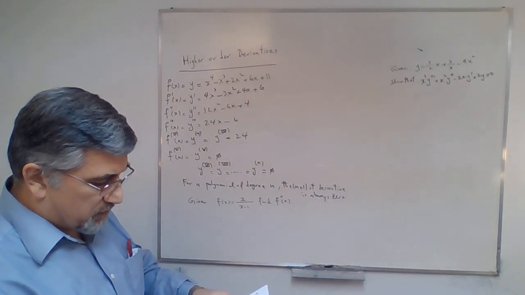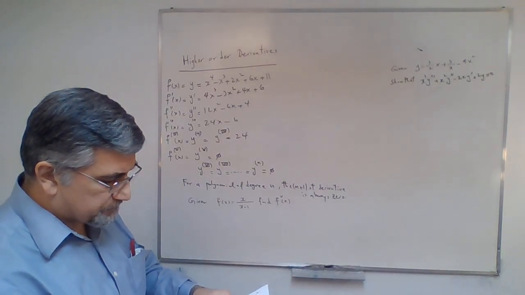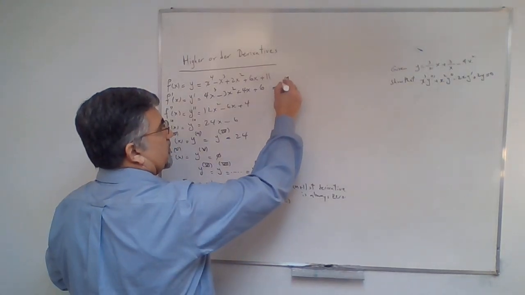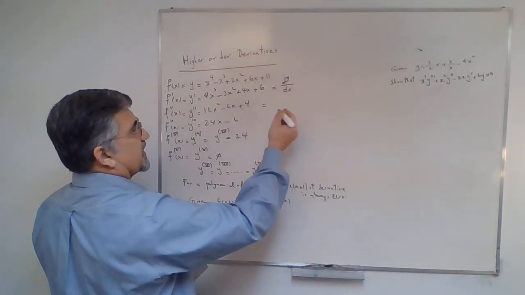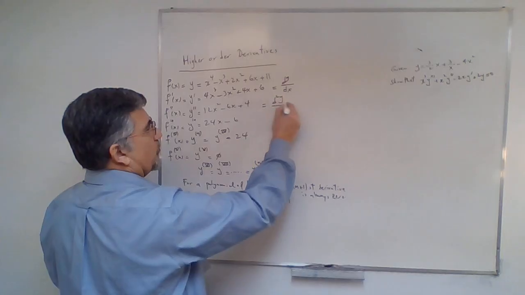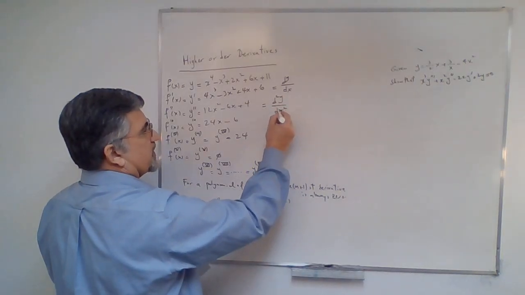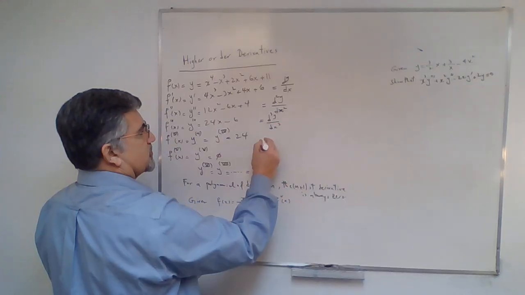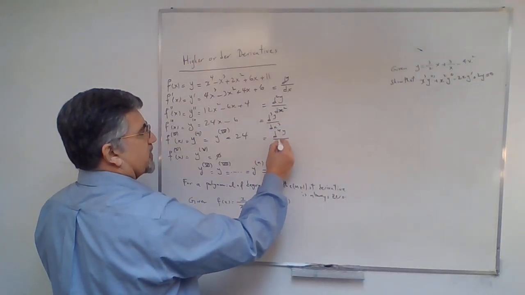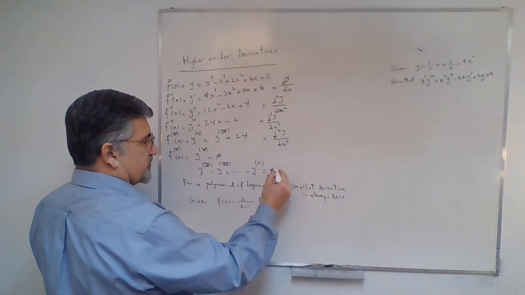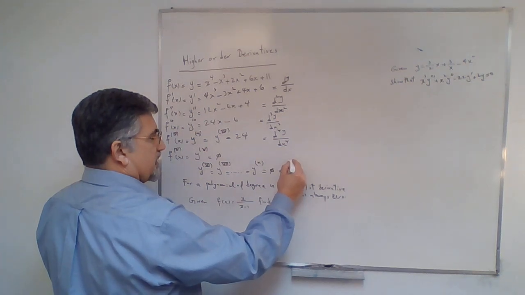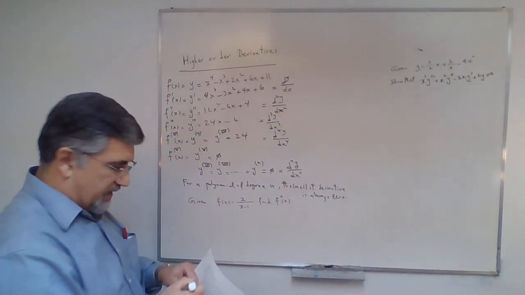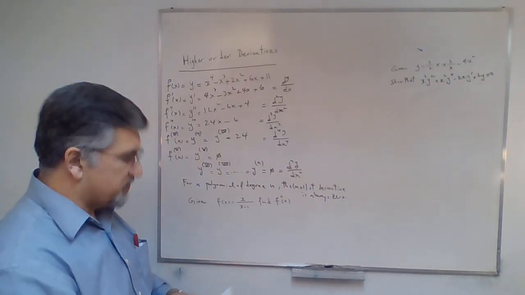Other notations that we are using, I wanted to mention. One is the famous Leibniz notation, so dy over dx. But for the second derivative, we say d2y over dx squared. That's the notation. d3y over dx cubed, d4y over dx to the 4. And for the nth derivative, we say dny over dx to the n. That's the Leibniz notation for the higher order derivatives.